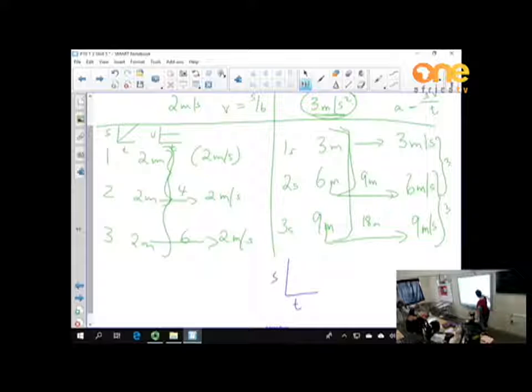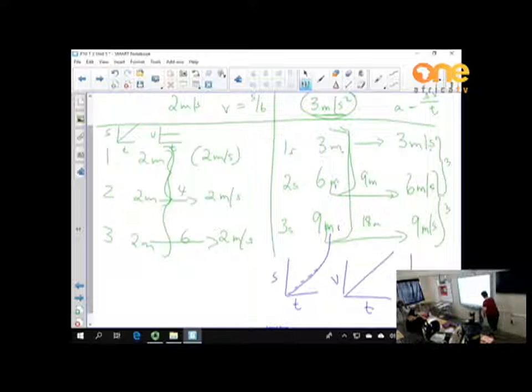It goes 3, 6, 9. So the graph does not do that. The graph does that. It's an exponential graph. The displacement time graph. Well, if I have a velocity or speed time graph, what happens to my speed? It's going to increase. So it's going to look like that.